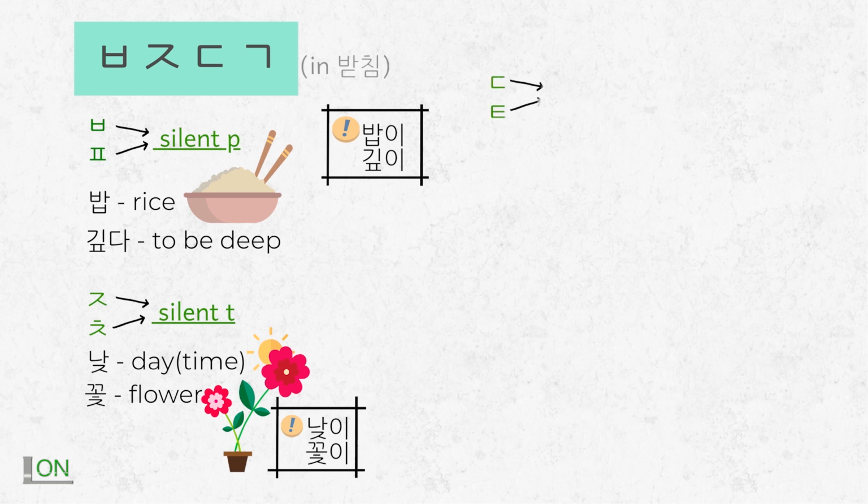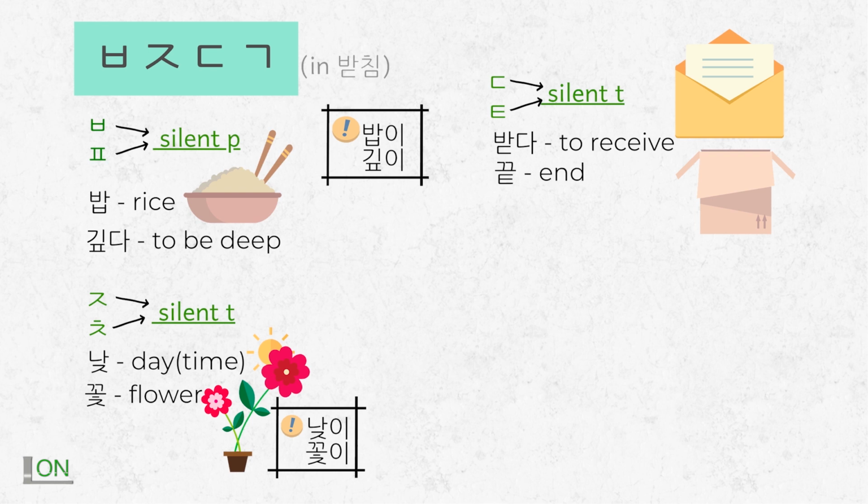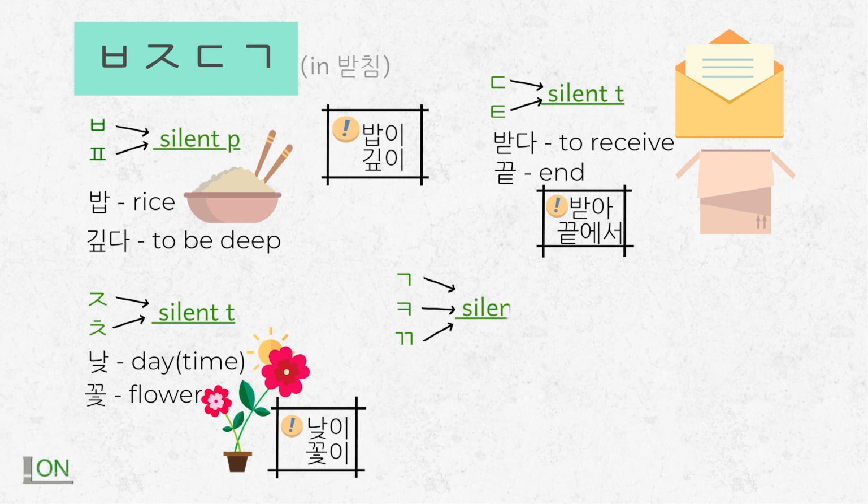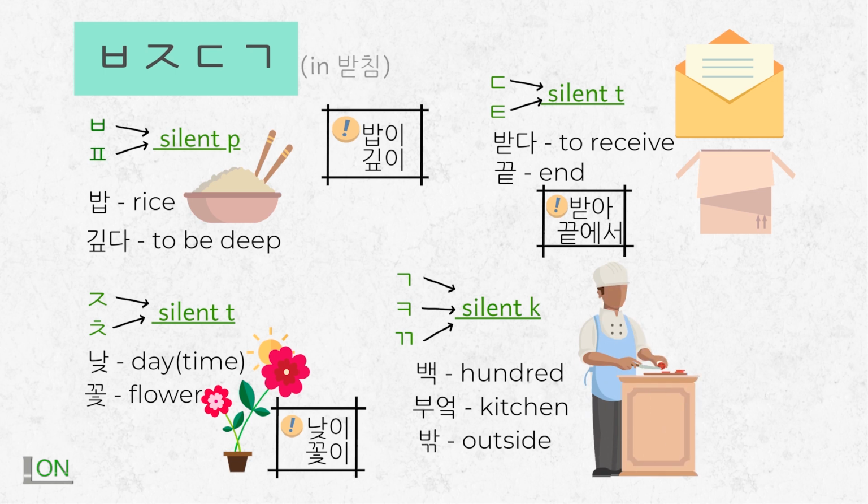T and T are also silent too. For example, 받다, to receive, or 끝, end. But if there is a vowel after them, then they're going to be pronounced as 바다, 끝에서. K sounds are silent too. For example, 백, 부엌, kitchen, 밖, outside. But if there is a vowel after them, then they're going to be pronounced as 백이, 부엌에서, 밖에.